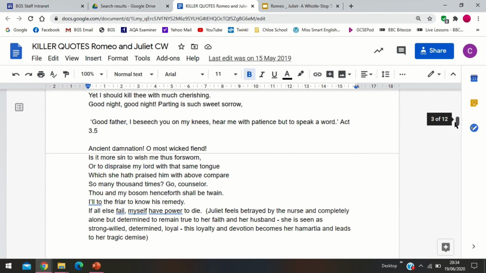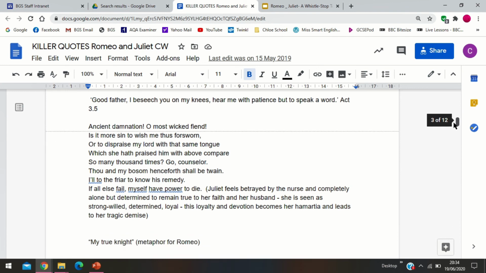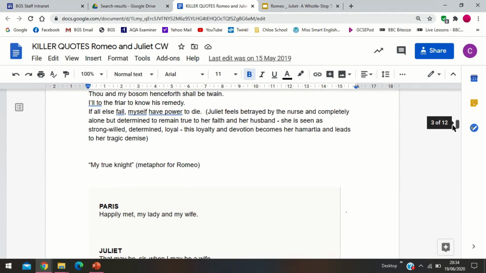And she says, "O ancient damnation, O most wicked fiend, it is more sinful to wish me thus forsworn, or to dispraise my Lord with that same tongue which hath praised him with above compare so many thousand times. Go counsellor thou, and my bosom henceforth shall be twain. I'll to the friar to know his remedy. If all else fails, myself have power to die." So we see this absolute inner strength from Juliet, that she's determined to remain true to Romeo and would rather die than be without her true knight.